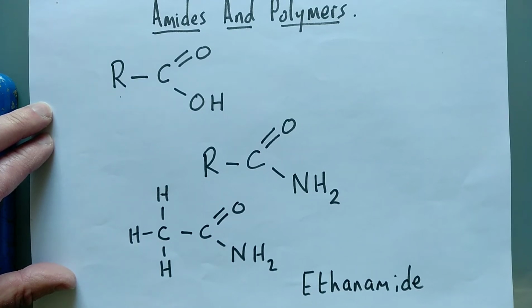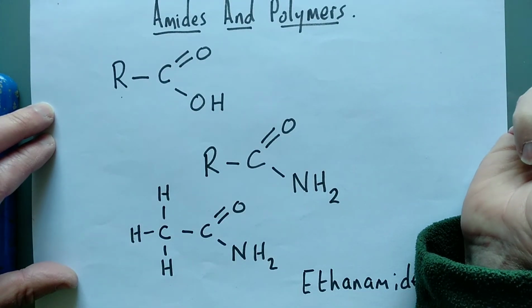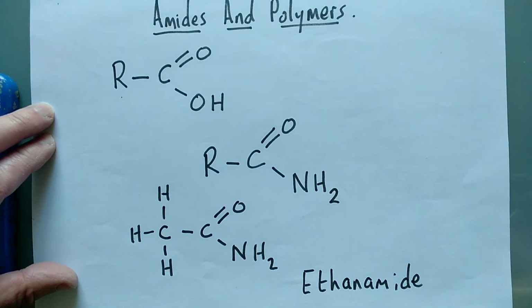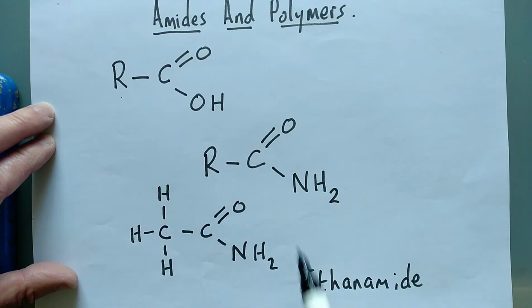The formation is not very important in your specification. You can look it up. They are formed from acyl chlorides plus ammonia. But like I say, in your specification, that's not terribly important. What is important is that you've got, in this case, an alkyl chain with an NH2 and a C double bond O. So it's got both a carbonyl group and an amine group on it.